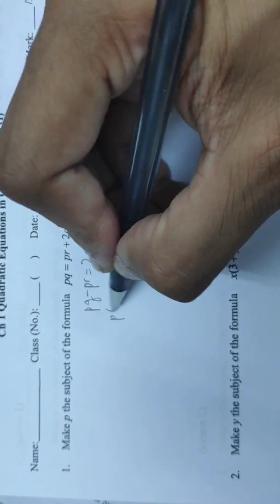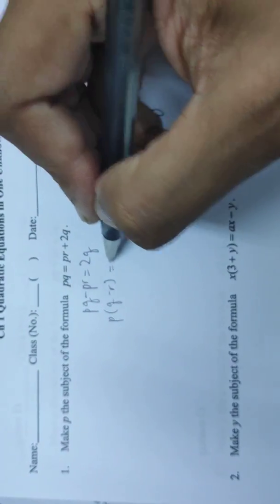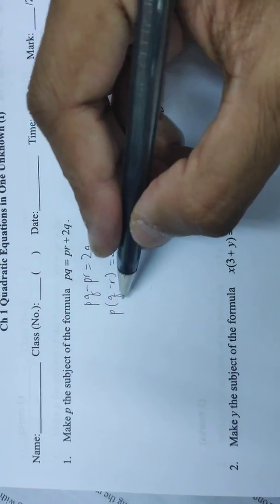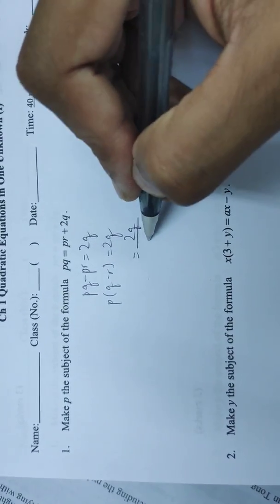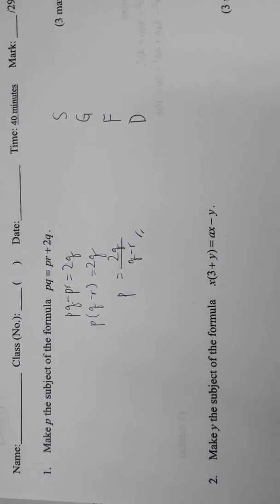So P is removed with Q minus R in the bracket, so factorized, and then finally divide this thing over underneath 2Q. That would be the answer. So following all these 4 steps will get you the correct answer.